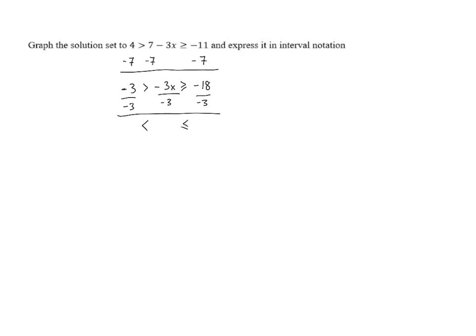Now on the left-hand side, negative 3 divided by negative 3 is 1. In the middle, negative 3x divided by negative 3 is x. On the right, negative 18 divided by negative 3 is positive 6. So we end up with 1 is less than x, which is less than or equal to 6. Let's graph that.